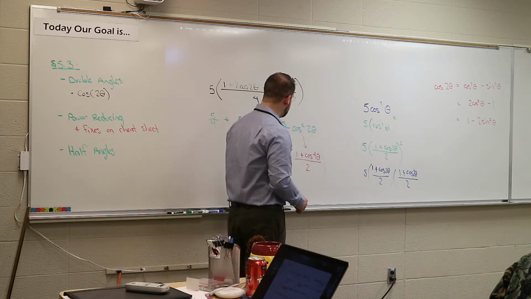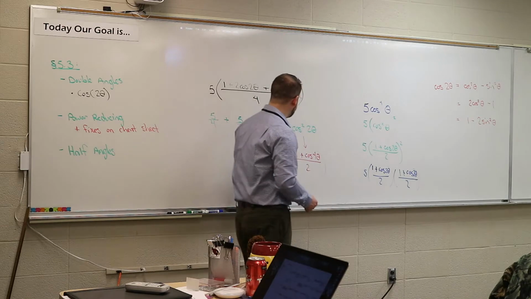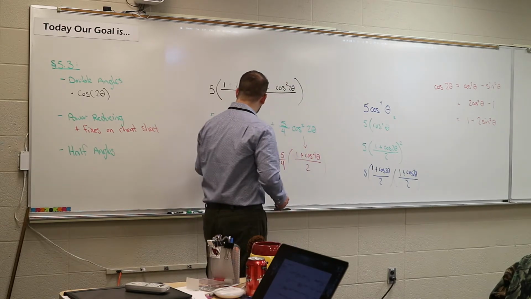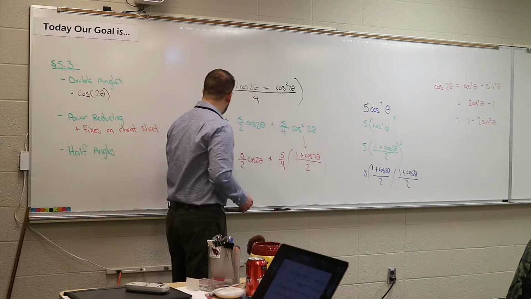Is that adding or multiplying? Multiplying. It's 2 times the 2 theta that's already sitting there. The 5/4 is sitting outside of it. The 5 halves, cosine 2 theta, and the 5/4.